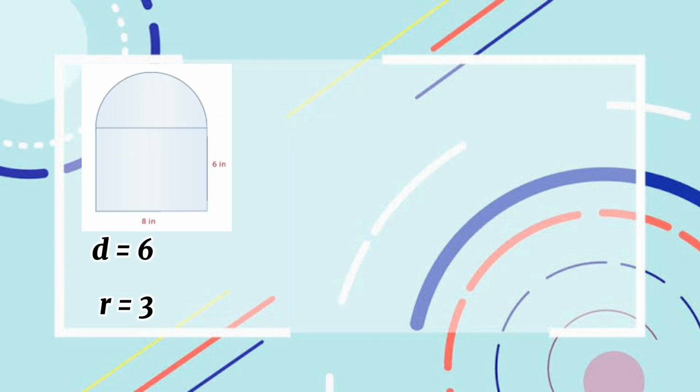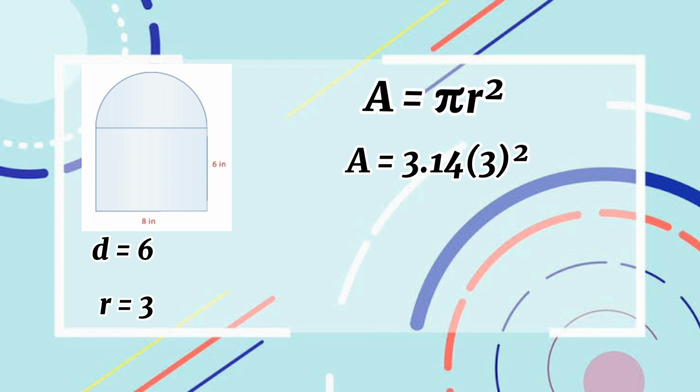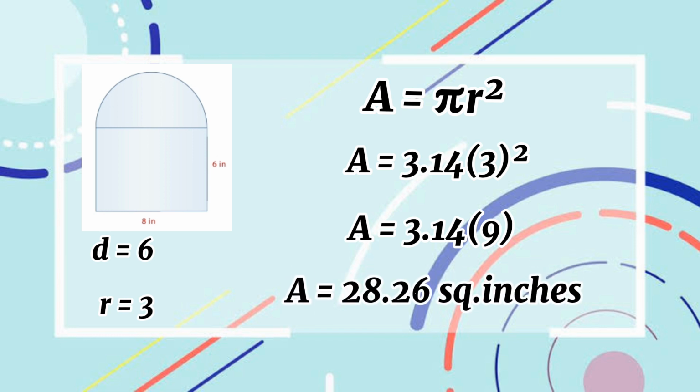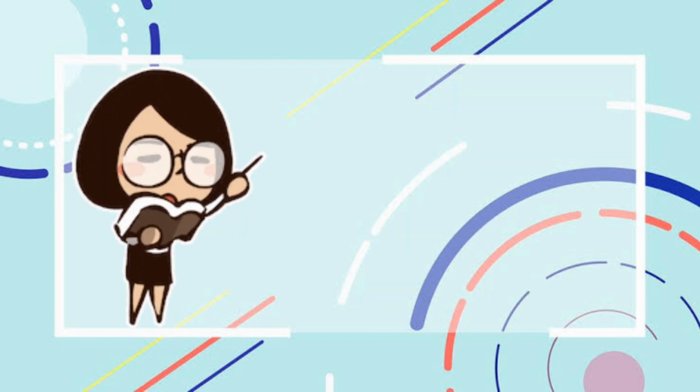Let's use the area of a circle formula. A equals pi r squared. Now the value of pi is 3.14 and the radius is 3 inches. So we have A equals 3.14 times 3 squared. Let's multiply 3 by itself, which equals 9. After that, we can multiply 3.14 times 9, which is equal to 28.26 square inches. Now, this is the area of the whole circle.